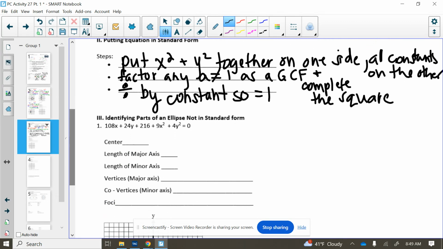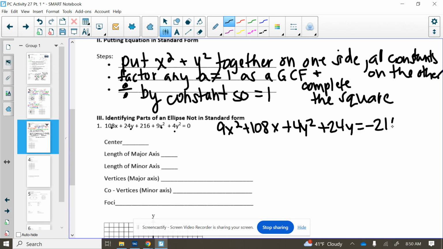So how this is going to look, okay, let's start by organizing. We have 9x squared and then plus 108x. Then we have 4y squared. We have 24y. This 216 will end up being subtracted to the other side, so it becomes negative.